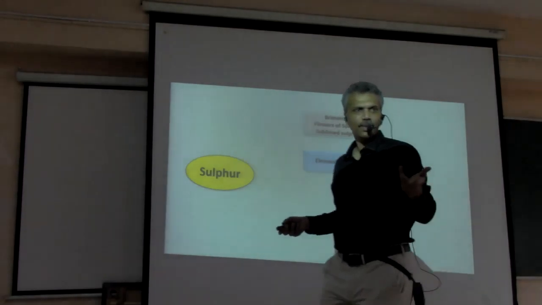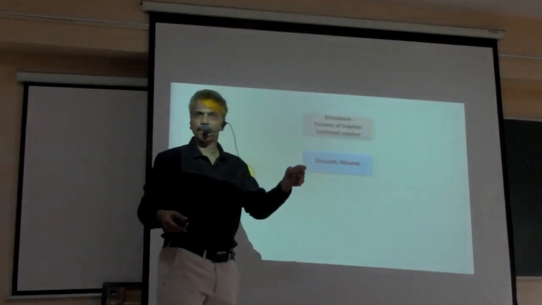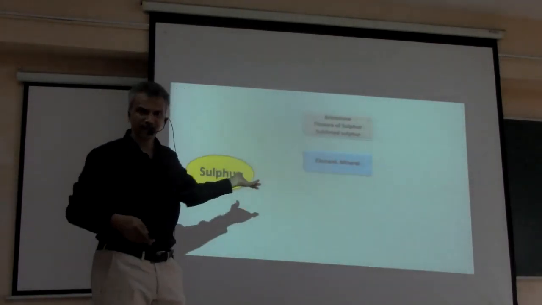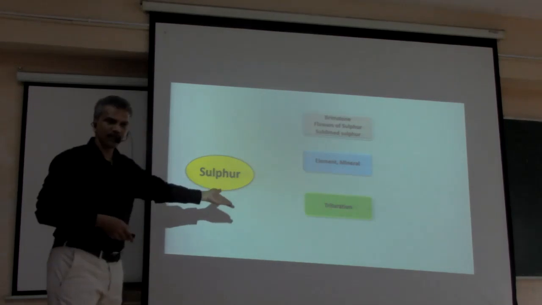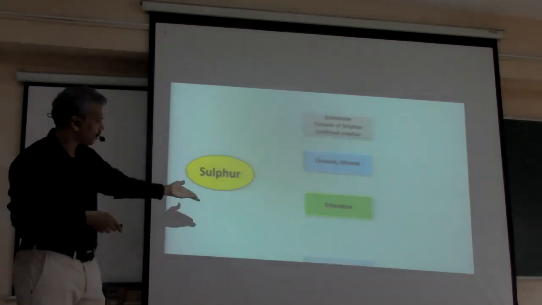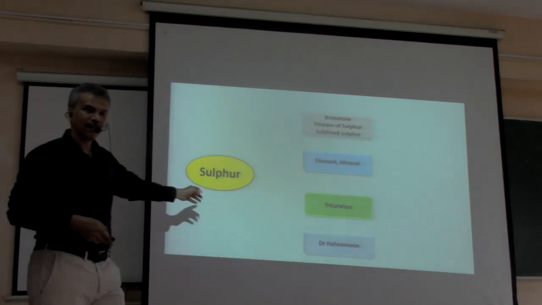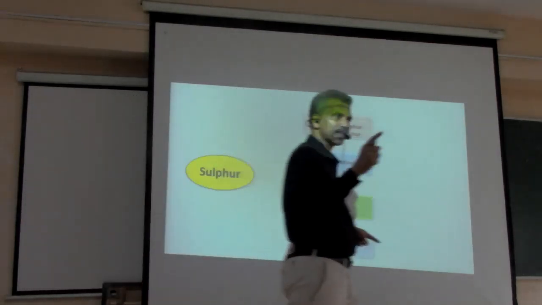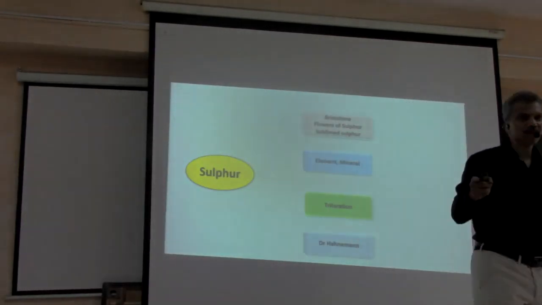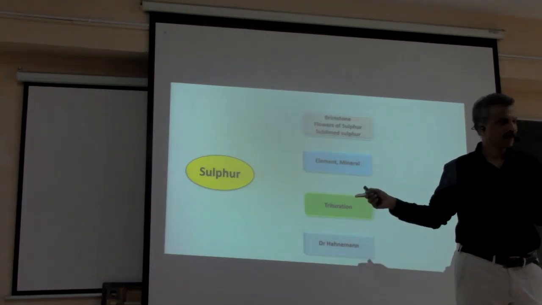Sulphur belongs to animal, mineral, plant, imported layer. Can be an MCQ. And how is sulphur prepared? It is prepared by trituration. And very important is the person who proved sulphur is the founder, Dr.